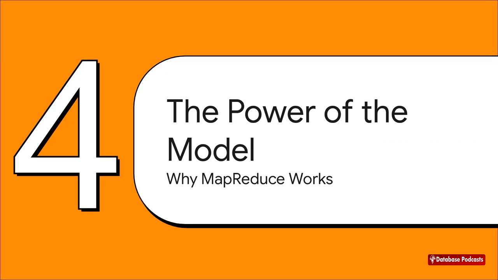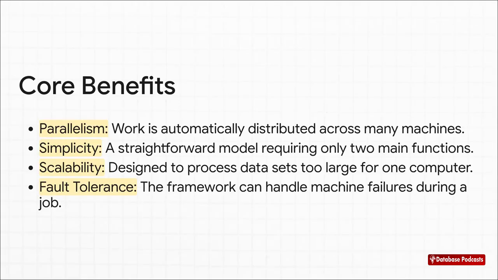So let's pull back for a second. Why was this model so influential? What makes this simple idea work so well? It really comes down to these core ideas. It gives you parallelism for free. The model itself is shockingly simple. You just write a mapper and a reducer. It's built to scale to insane amounts of data. And, super important, it can handle it when machines in your cluster fail without the whole job crashing. The framework takes care of all that messy stuff, so you can just focus on your logic.